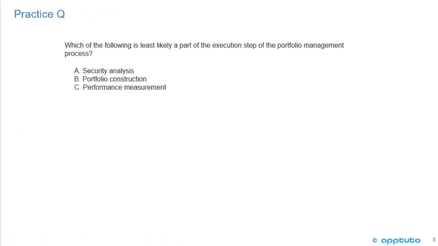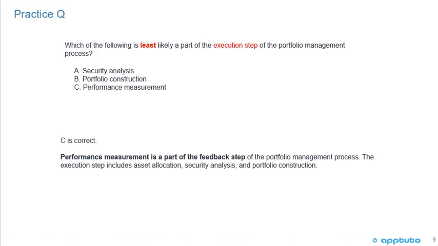Finally, we're going to end this LOS with just a quick little practice question. Which of the following is least likely a part of the execution step of the portfolio management process? A, security analysis, B, portfolio construction, or C, performance management? Okay, as you can see, this question was the least likely. I put that in bold and red. We need to be careful with the negatives. Sometimes we can go too quickly.